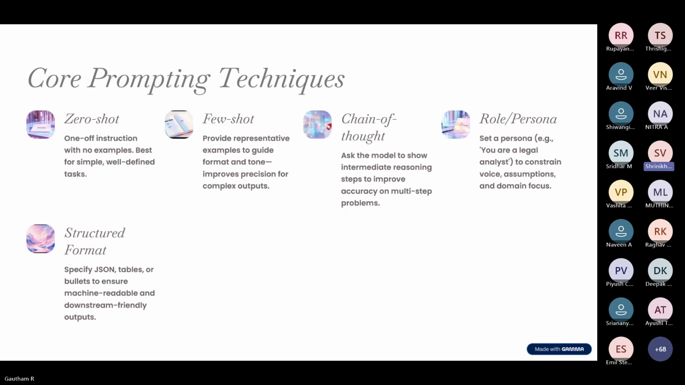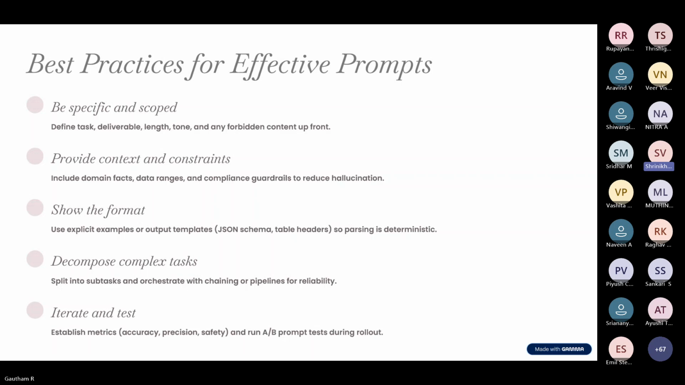Now I'll be talking about the best practices for an efficient prompt. Be specific about task, length and tone, and provide context and constraints. A good prompt should have good context. The model should be provided with the full context in an efficient manner. Show the exact output format, break complex tasks into smaller steps, and give examples. After that, I'll be talking about examples.